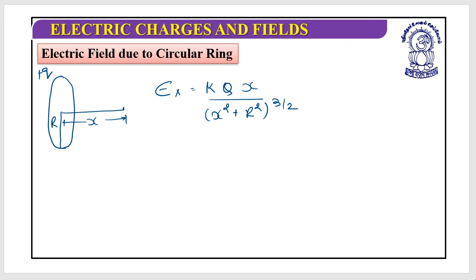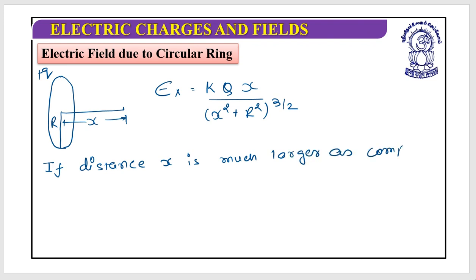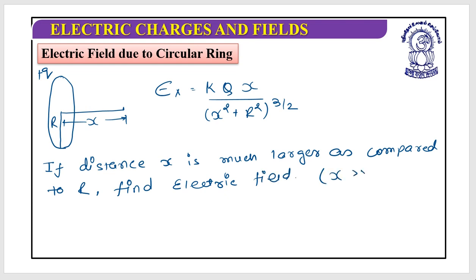Now if the distance x is much larger as compared to r, then find the electric field. This is what they ask. This is case number 1: x is much greater than r.